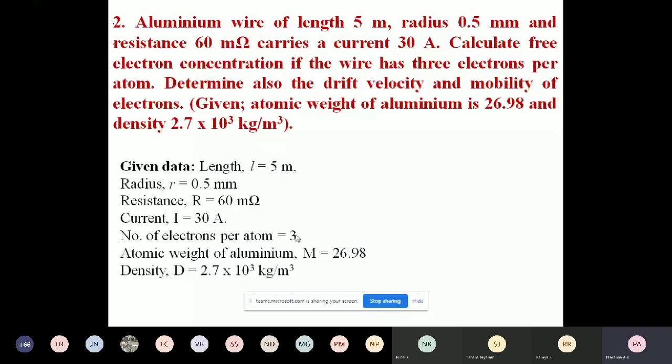So now, number of electrons per atom means number of free electrons per atom. Basically they are valence electrons, and when they get some energy they become free electrons. That's why we say that number of free electrons per atom is 3. Atomic weight is given to be 26.98. That should be taken in gram, of course. And density is given for the given substance. What to find? Free electron concentration, that is N, drift velocity, and mobility. These are the 3 parameters to be estimated.